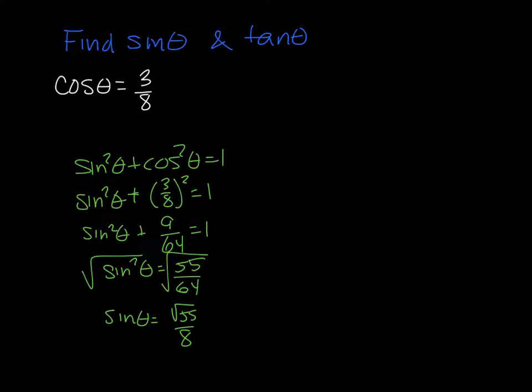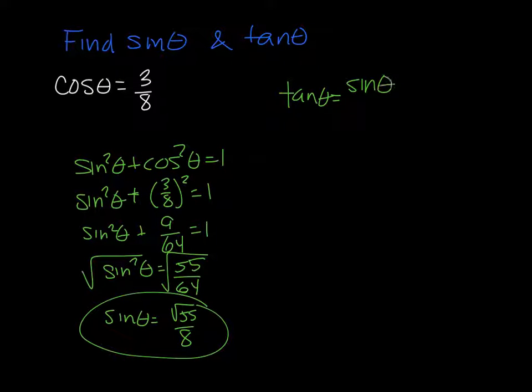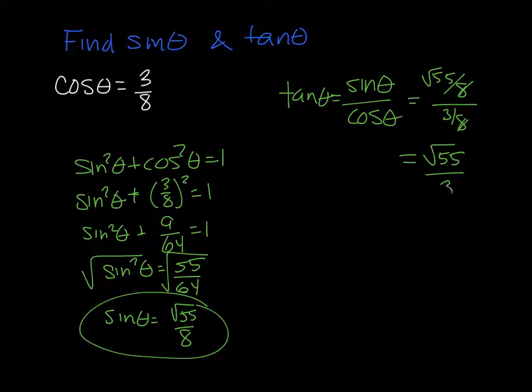Just a big one, but you know what? It is what it is. So I know sine is that. And now I need to figure out what tangent is, and we have a couple ways we can do that. We could say, well, tangent is sine over cosine, because now I know both of them. So sine is square root of 55 over 8, and cosine is 3 over 8. Denominators are the same, so we get the square root of 55 over 3.